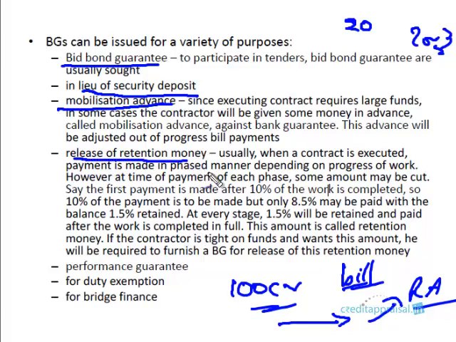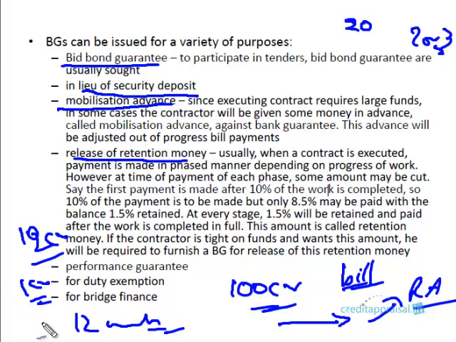Then there's something called release of retention money. Usually, a contract is executed in phases. Say, for example, it's a 12 months contract. The contract is going to happen for 12 months. The bill is going to be raised every month based on the progress of the work. So every month, say, for example, this is a 12 crore project, every month 1 crore payment is going to be released.